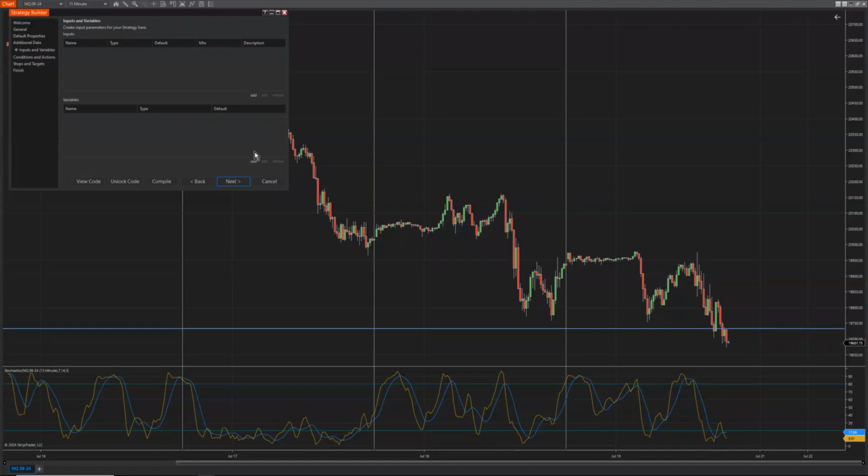So we have to then set a variable here. We want an oversold variable, and we're going to make that a bool. Default, we want that to be false. And we want an overbought variable. I want that to be a bool, and I want that to be false.